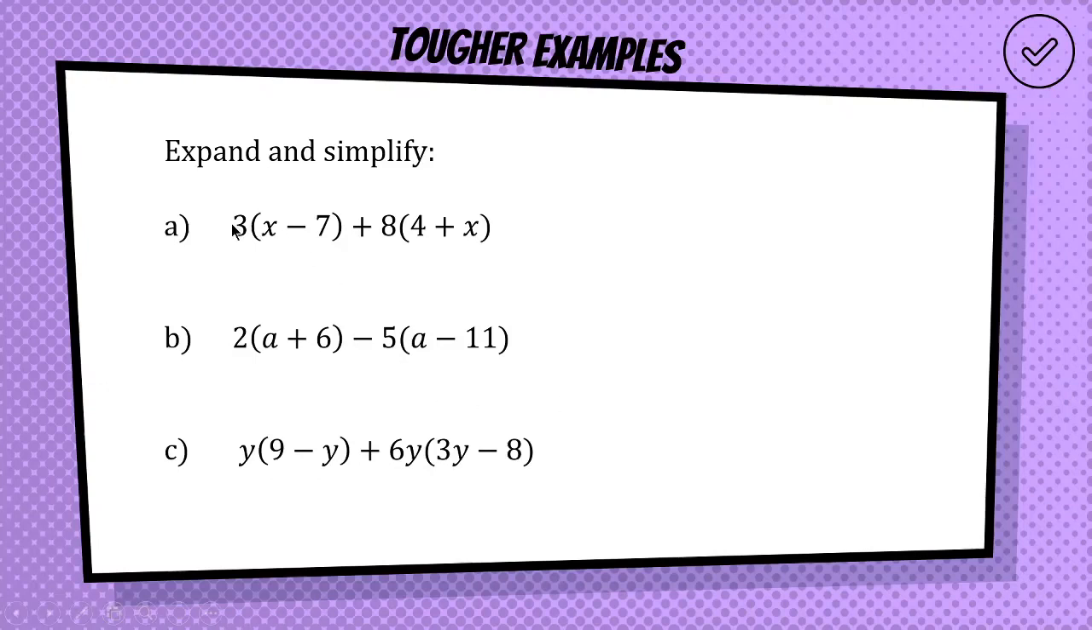So for this first one, we have 3 outside of x minus 7. So we're going to do expanding it. We're going to do 3x minus 3 times 7 is 21. So we've got 3x minus 21 for this bracket expanded. This one expanding, we'll do 8 times 4 is 32. 8 times x is 8x. Okay, now we collect up what we can. So we can do the 3x with the plus 8x makes 11x. And we can do the negative 21 plussing with the 32 to make positive 11.